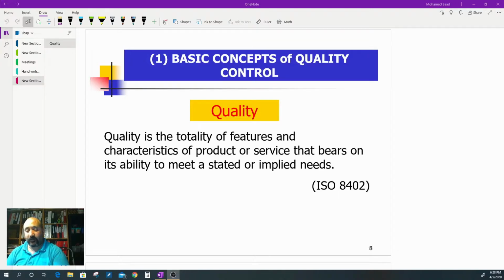So basically, if you talk about a shaft, the shaft diameter is a quality, the shaft length is a quality, the surface finish is a quality, the cylindricity error is a quality. All these kinds of things are quality. And these features and characteristics in this product, for example this shaft, will make this shaft do the job or the function that it's required for. So that's the meaning of the definition, that bears on its ability to meet stated or implied needs.